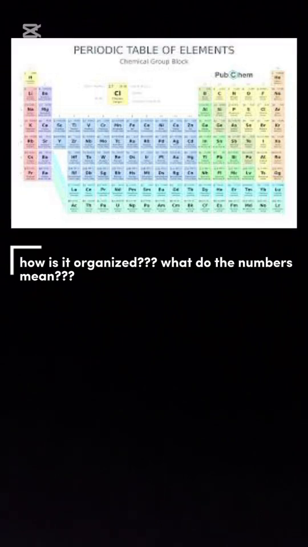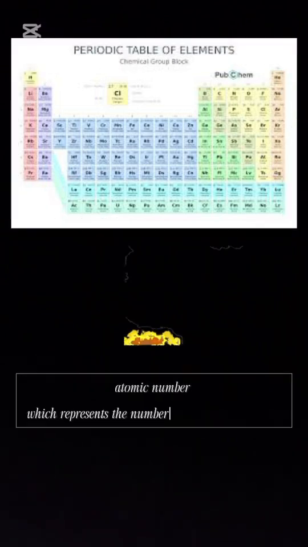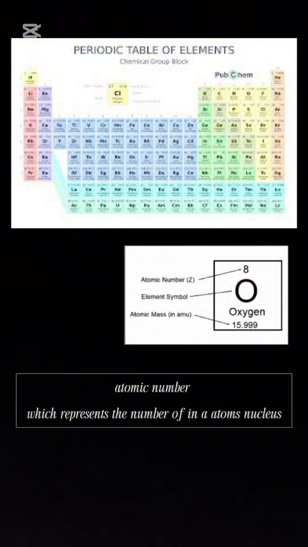The periodic table. How is it organized, and what do the numbers mean? The periodic table is organized by atomic number, which represents the number of protons in an atom's nucleus. Periods and rows. Elements in the same period have the same number of electron shells.